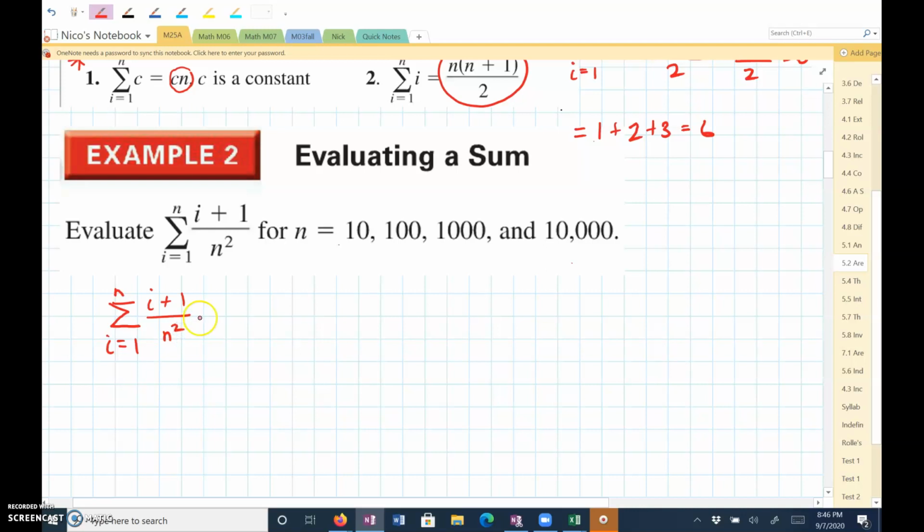So first of all, I can rewrite this. I can factor out 1 over n squared out in front, times the summation, i is 1 to n of i plus 1. And then I can write this as 1 over n squared times the summation, i equals 1 to n of i, plus the summation, i equals 1 to n of 1.